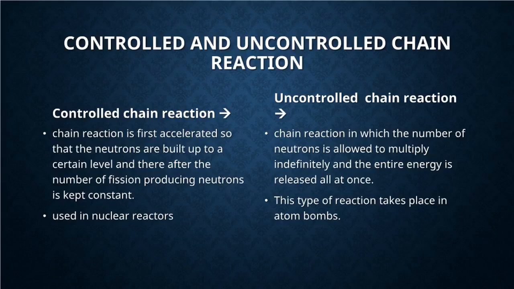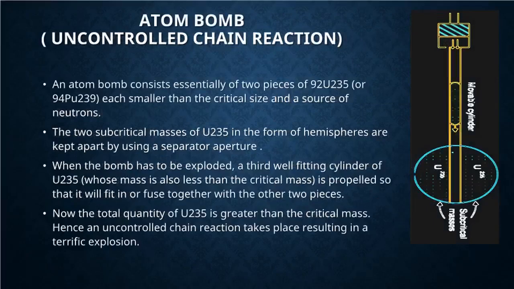In the other type of chain reaction, the number of neutrons is allowed to multiply indefinitely and the entire energy is released all at once. This type of reaction takes place in atom bombs. The release of this tremendous amount of energy in such a short time interval leads to a violent explosion. This results in powerful air blasts and high temperature of the order of 10 raised to 7 Kelvin or more, besides intense radioactivity. Hence it is more hazardous. Atom bomb, which is one of the hazardous nuclear weapons, works on the principle of uncontrolled chain reaction.